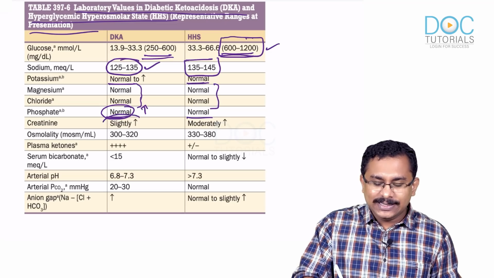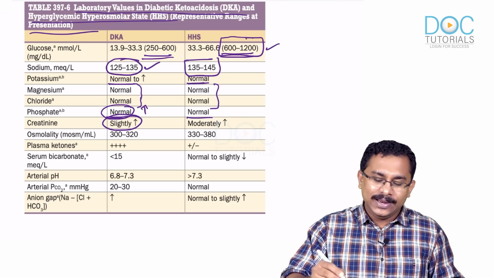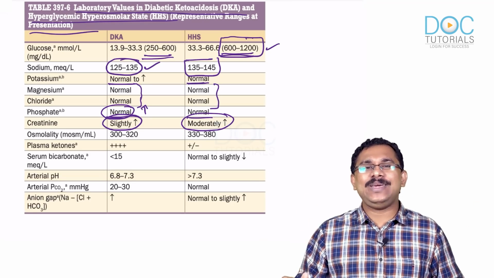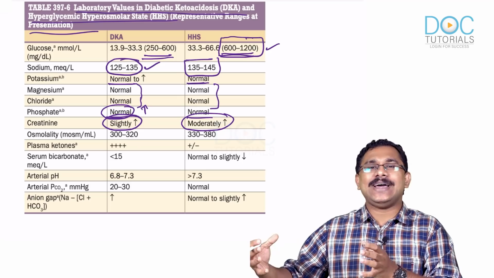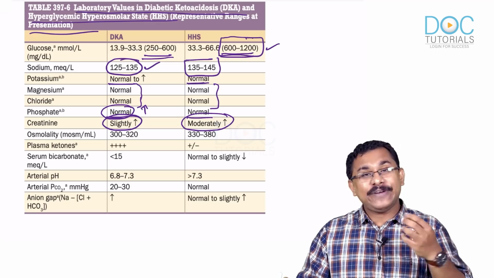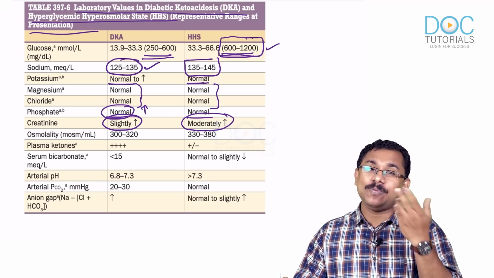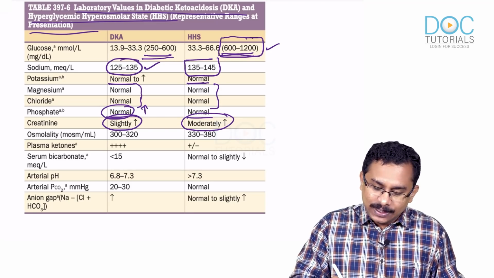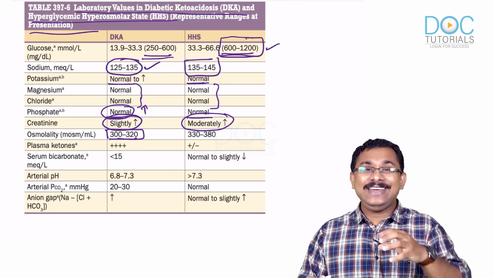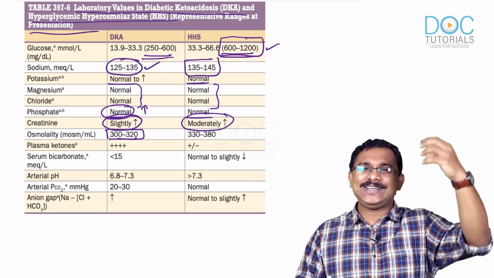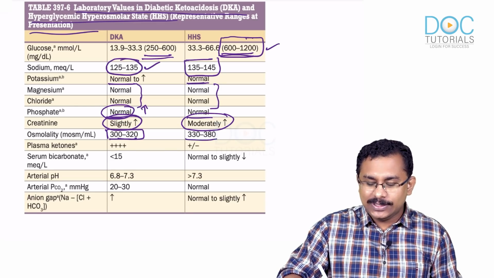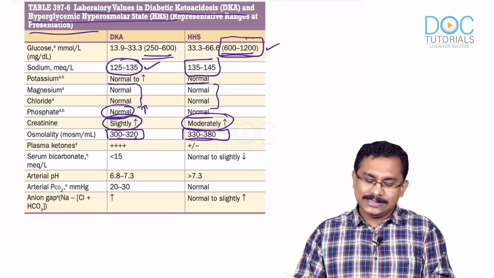And creatinine is slightly increased in case of your DKA and moderately in case of your HHS. The basic reason being more dehydration and a greater chance of an acute kidney injury with your HHS compared to your DKA. In fact, the mortality of your HHS is also more compared to your DKA. See the osmolality range. I told you 300 to 320 is the osmolality range in DKA. But remember, when we discussed the pathogenesis, I told you the hyperosmolality is more pronounced in HHS. So it is 330 to 380 in your HHS.